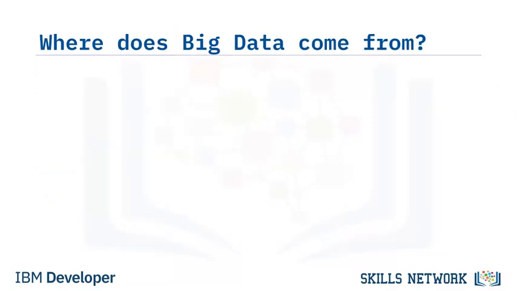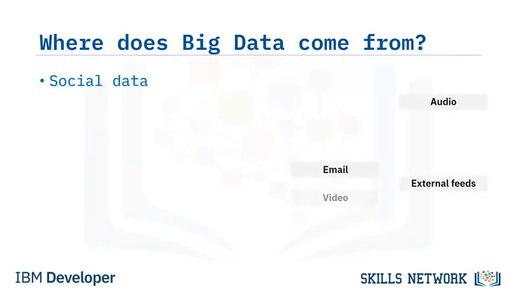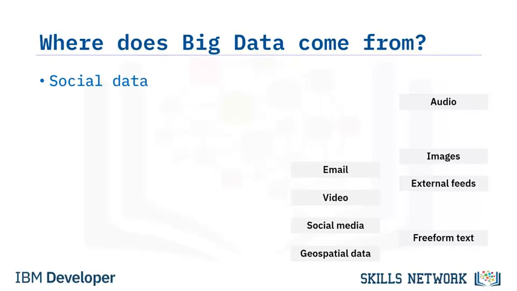There are 3 major sources of big data. Social data comes from the likes, tweets and retweets, comments, video uploads, and general media that are uploaded and shared via the world's favorite social media platforms.